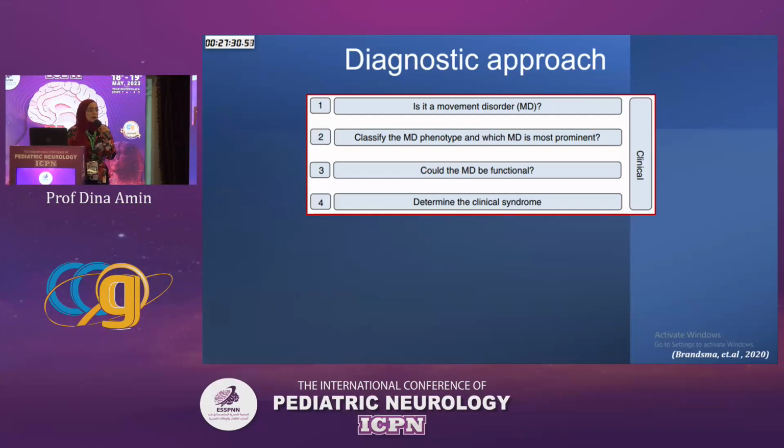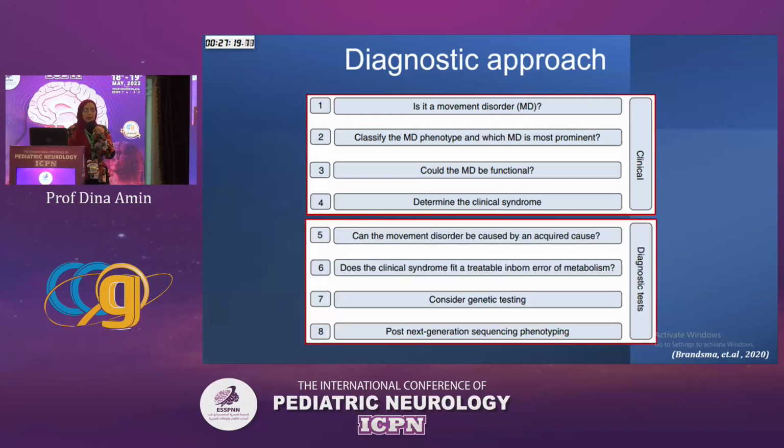And we have to ask ourselves whether it could be functional movement disorder, and this should be a positive diagnosis and not a diagnosis of exclusion. And if ever we were able to determine the clinical syndrome. Later, we have to ask ourselves what are the diagnostic tests that we need to perform to reach a diagnosis. So can this movement disorder be due to acquired or secondary causes? And that can be, of course, elicited later in the coming slides. Does the clinical syndrome fit a treatable inborn error of metabolism or treatable movement disorder? It's very important in order not to have this regret feeling if I've ever missed a treatable movement disorder.